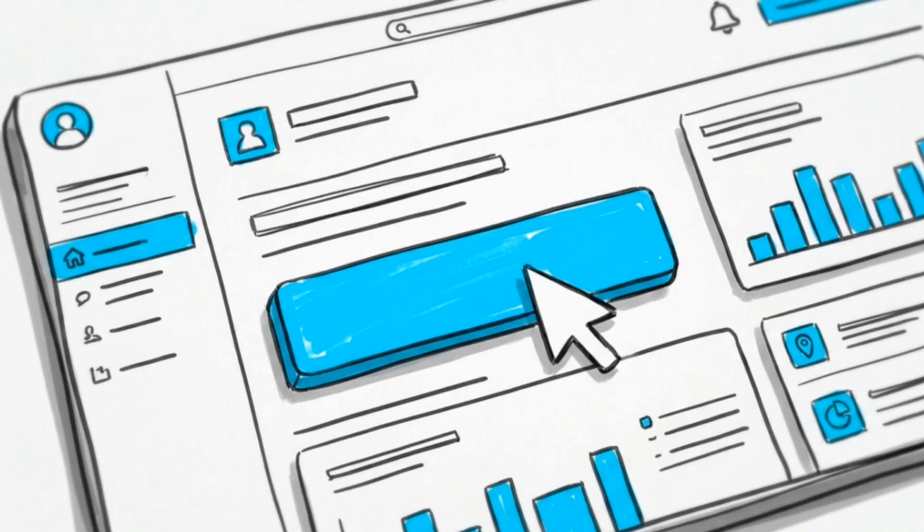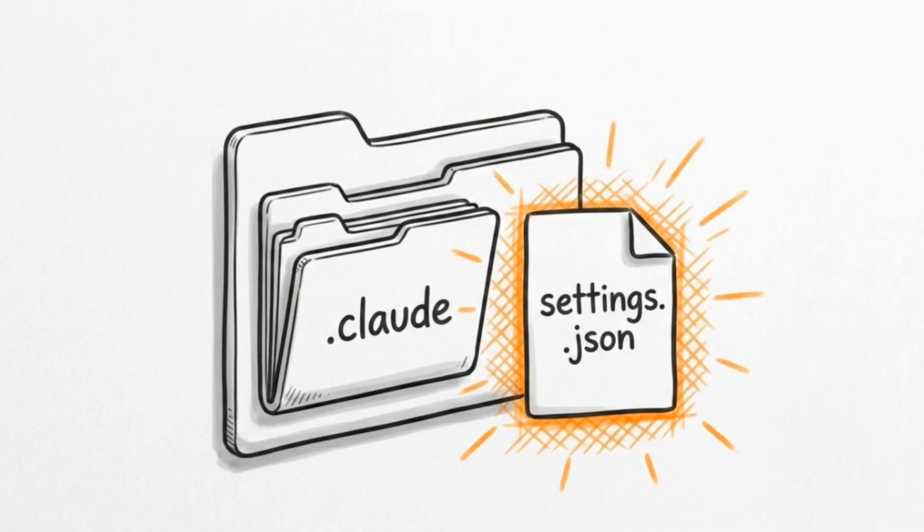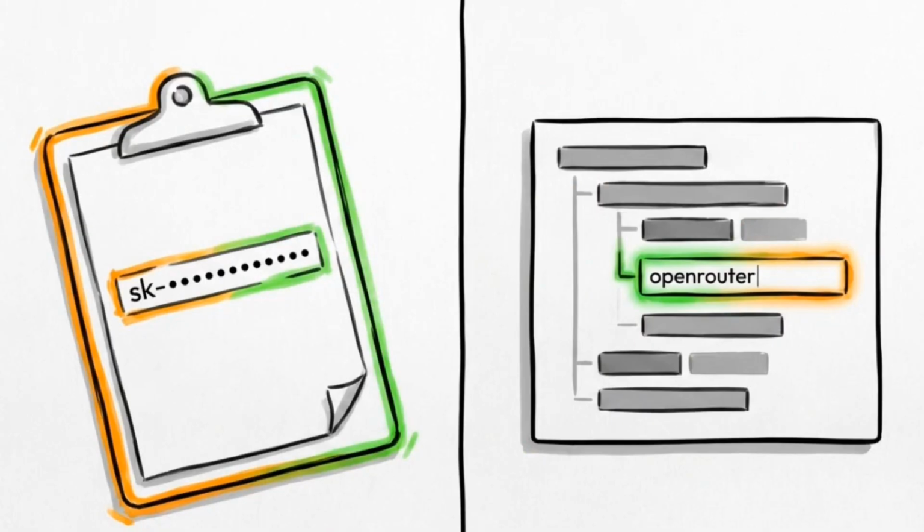Go to your OpenRouter dashboard, generate a new API key, and copy it. It should start with the prefix sk-or. Next, open your local file explorer and locate the .claude/settings.json file. Looking at this mockup of the settings file, you need to paste your new API key directly into the OpenRouter field right here.